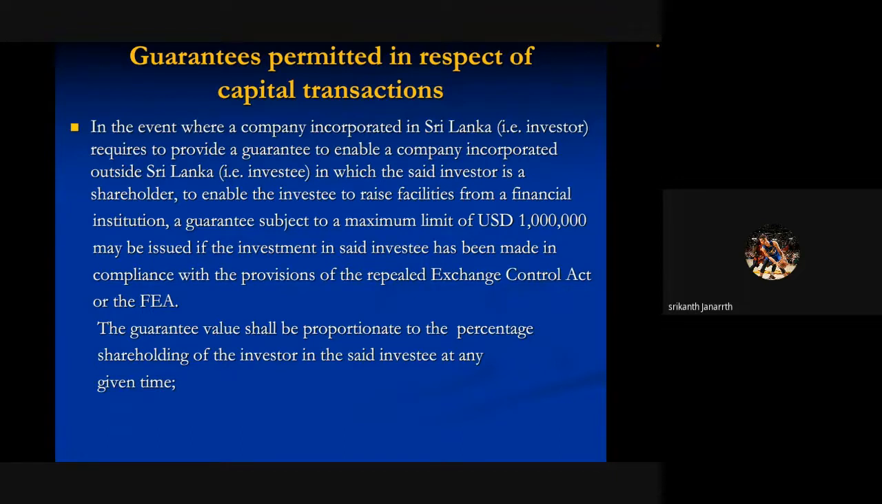The maximum is 1 million. If they want to send more than 1 million guarantee, they have to go for special approval from the Ministry of Finance. If not, they can issue up to that. That is what the last paragraph says: guarantee value shall be proportionate to the percentage of shareholding. That means you have to take the total capital of the invested company and see what percentage Alis holds. It's 50-50. Therefore, whatever the loan comes to, it has to be 50-50, right? Understood? Okay.